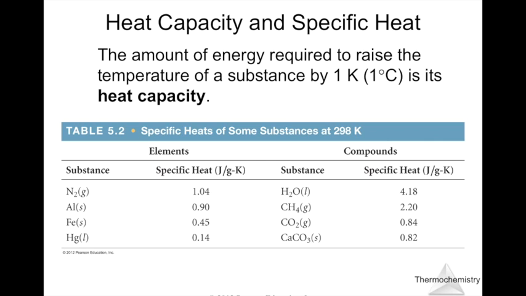So one thing you need to talk about when you're doing calorimetry is heat capacity, or sometimes called the specific heat. And that's just the amount of energy required to raise the temperature of a substance by 1 degree. So that's its heat capacity. Water actually has a quite high specific heat. That's one of the cool things about water, it has such a high specific heat. It takes a lot of energy to change the temperature of that water.